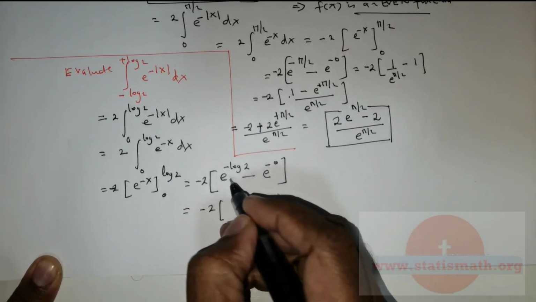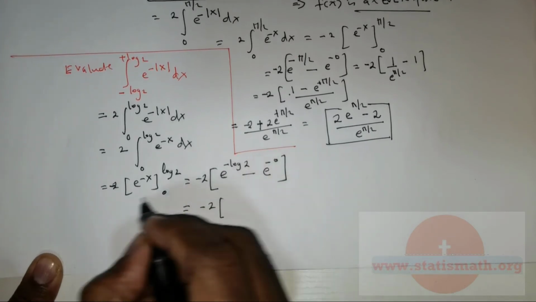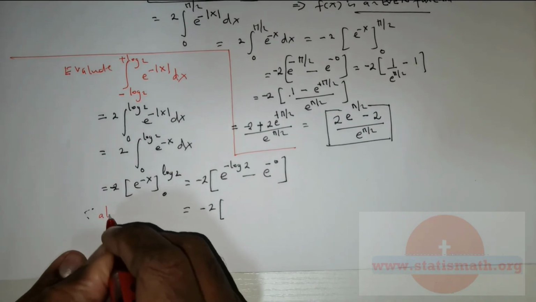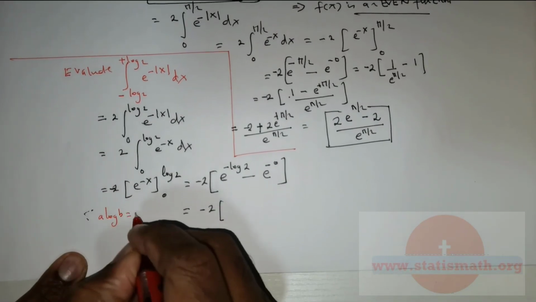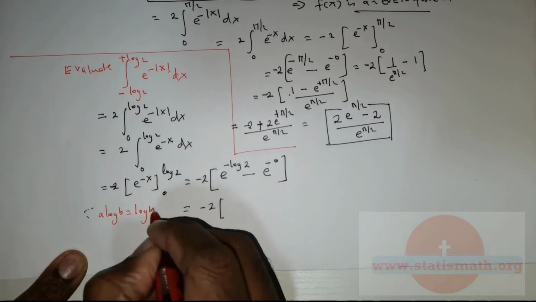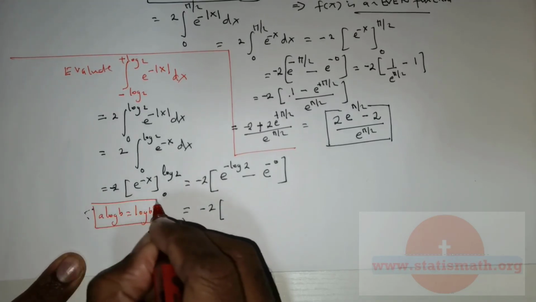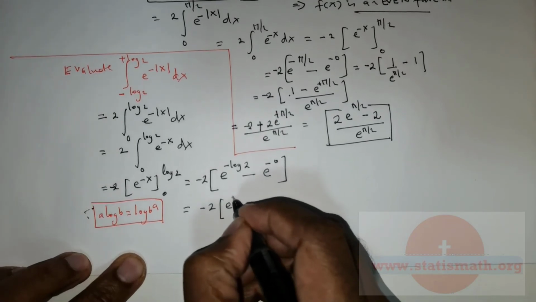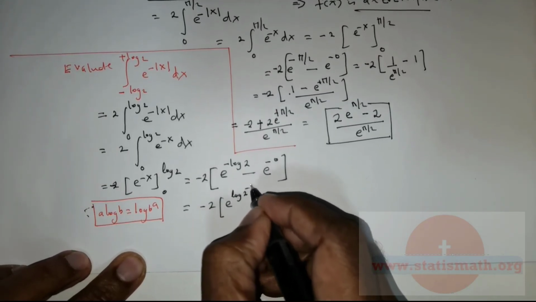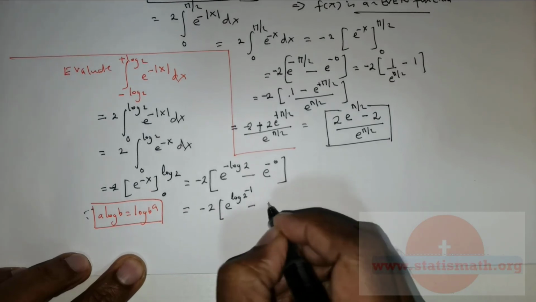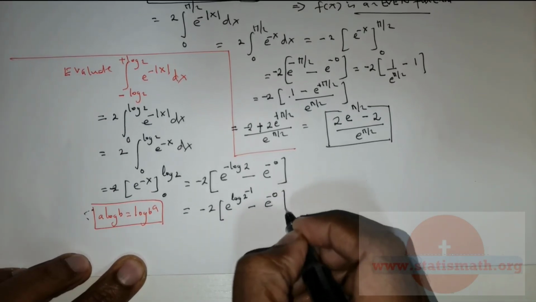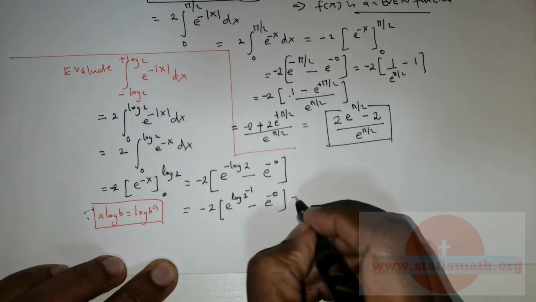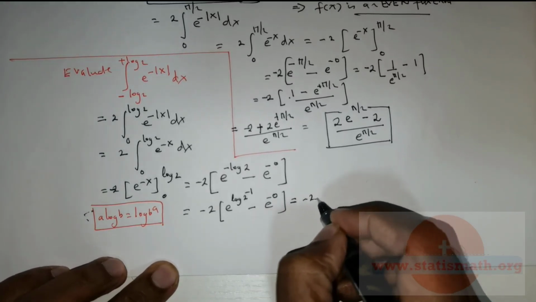Now I can use the logarithmic formula which says that a times log b can be rewritten as log b raised to the power a. Using this formula, I can rewrite this as e raised to the power log of 2 to the power negative 1, minus e raised to the power 0. Of course, there's a negative sign outside, so this is rewritten as negative 2 times.